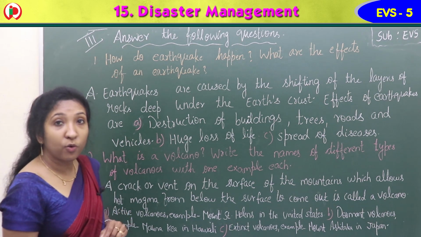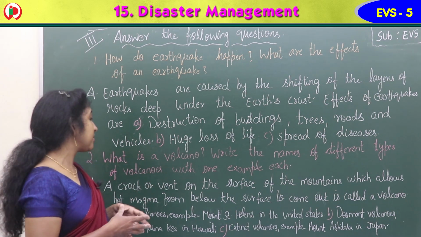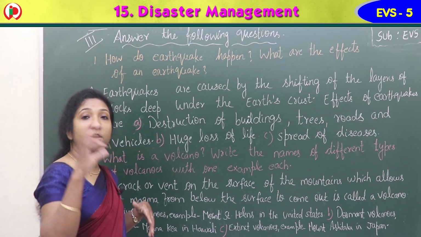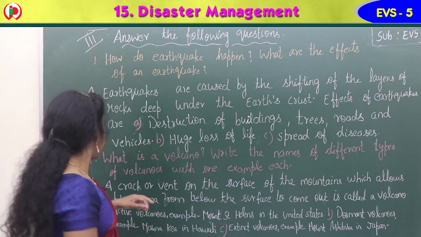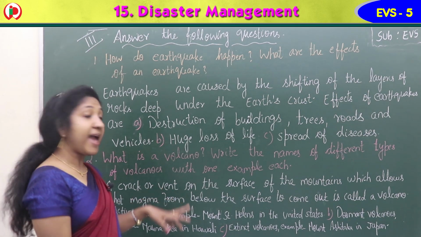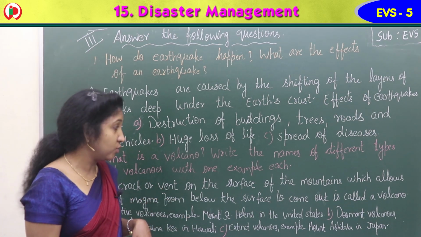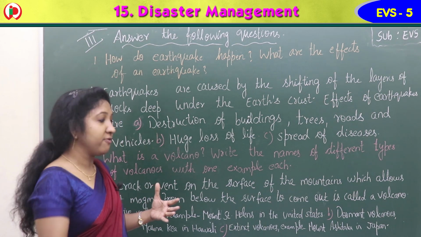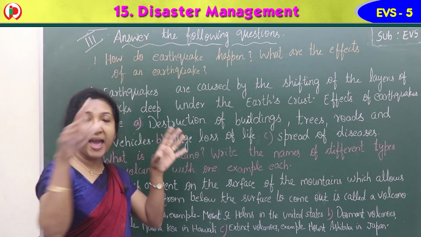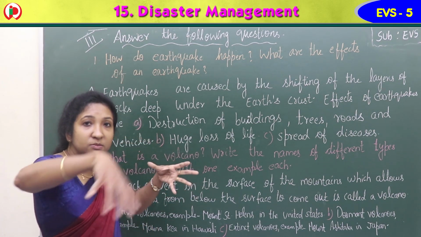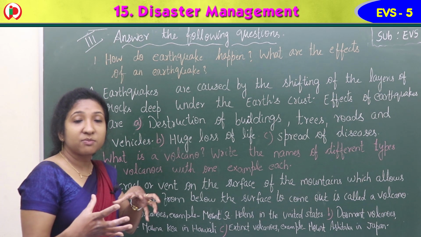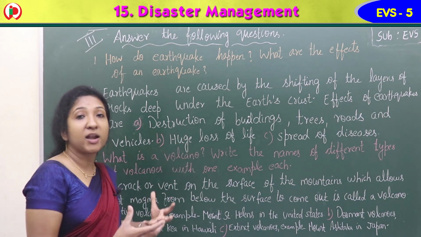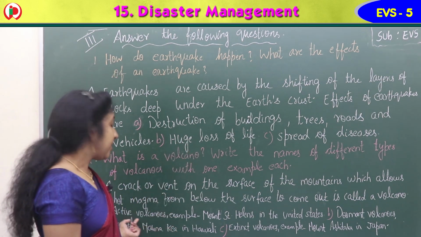What is a volcano? Write the names of different types of volcanoes with one example each. So what is a volcano? And you have to write the names of 3 different types of volcano with example. Answer: a crack or vent on the surface of the mountains which allows hot magma from below the surface to come out is called a volcano. A crack or a vent means a region where there is a hollow space, created because the earth's crust becomes weak and hot magma or lava comes out through the hole. It is called volcano.